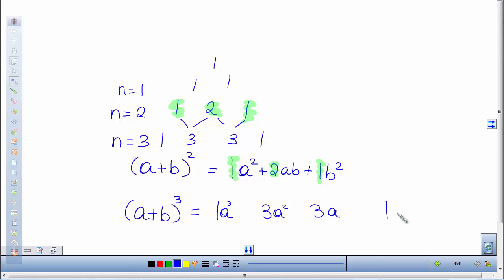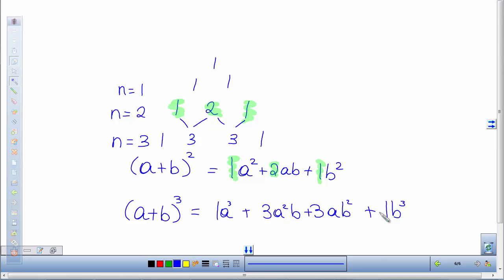And then for my other variable b, I'm going to increase. So we start with b to the 0, then b to the first power, b to the second power, and then b cubed. And of course, everything's going to be positive in this one. So that's how I could quickly expand a plus b cubed.